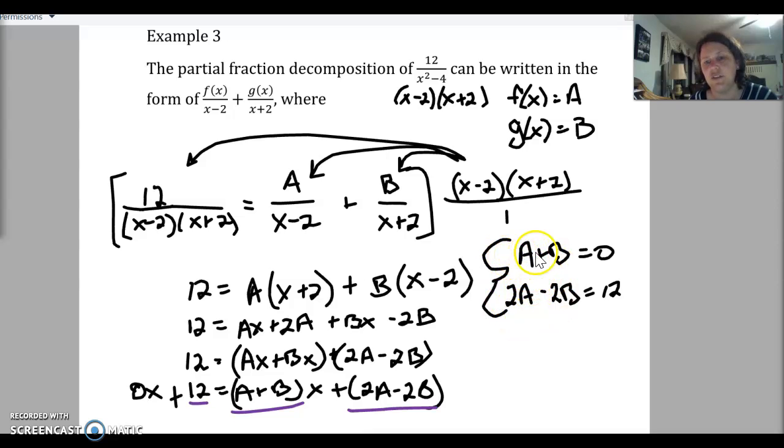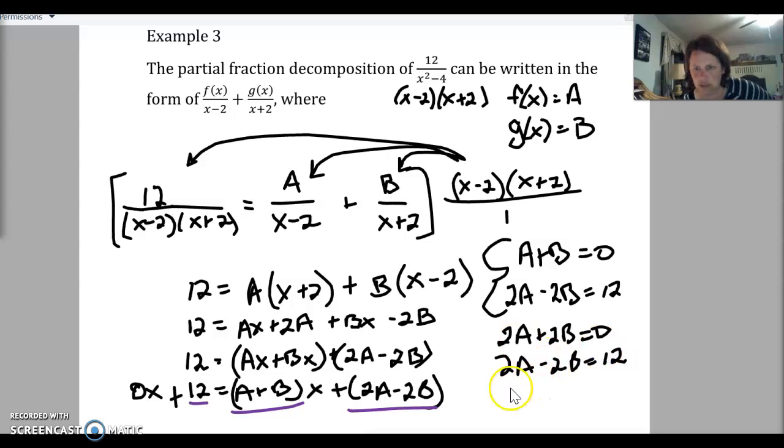So let's take this first one, multiply everything by 2. My b's will cancel out. So we would have 2a plus 2b equals 0, and 2a minus 2b equals 12. I think we've got everything in there, okay? All right, so my b's are going to cancel. And then we have 4a is equal to, add those, 12. So we have a equals 3. Plug that back in. If a equals 3, then b must equal negative 3.